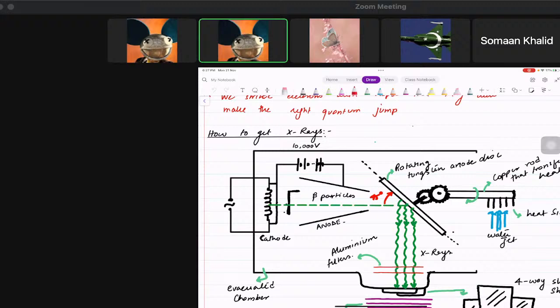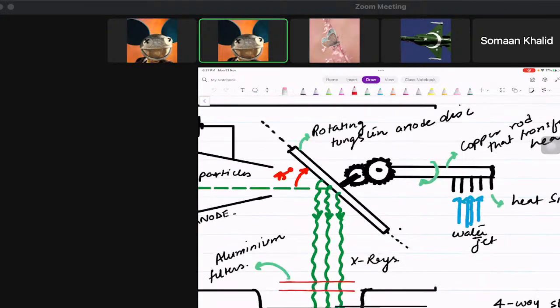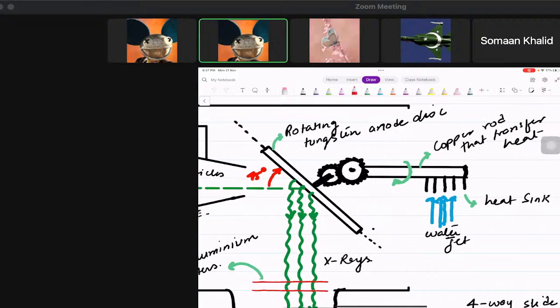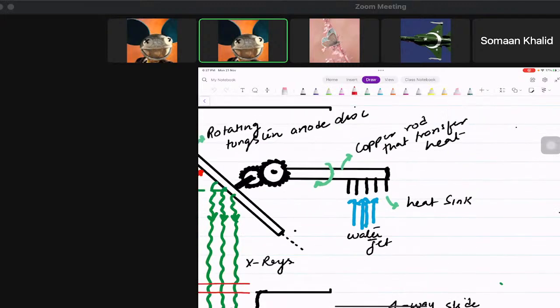So the electrons basically strike this tungsten metal that you see. This metal is constantly rotated. The reason it is rotated is that if the electrons keep striking just one part of it, the heat is so much that it would melt the metal. So you keep rotating it and transfer the heat towards the heat sink, where a water jet cools it down.